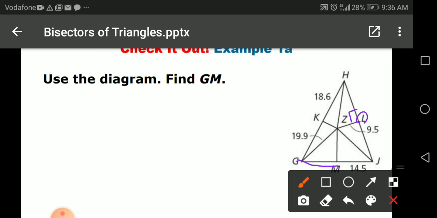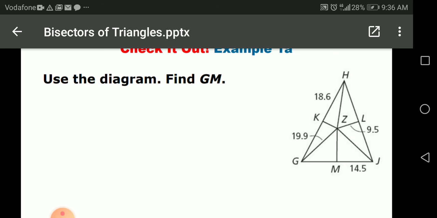Here ZL is the perpendicular bisector of HJ. KZ is the perpendicular bisector of HG. And I have MZ, the perpendicular bisector of GJ. So what does he ask me about? The required, it's important to know, GM.